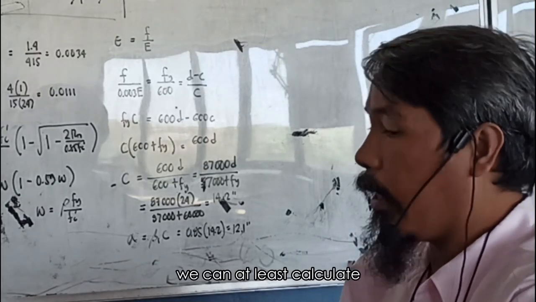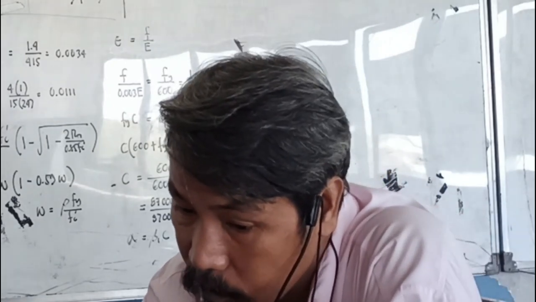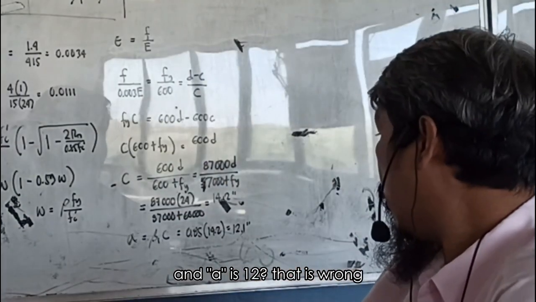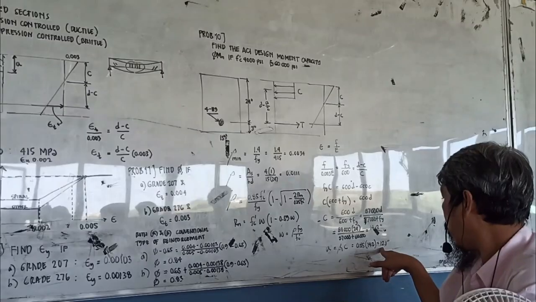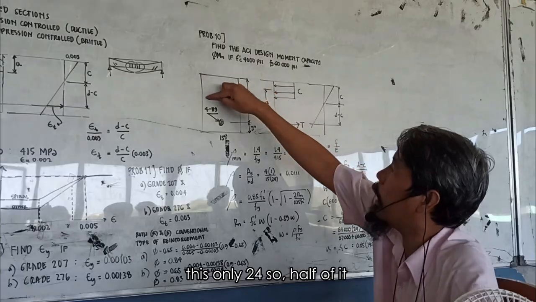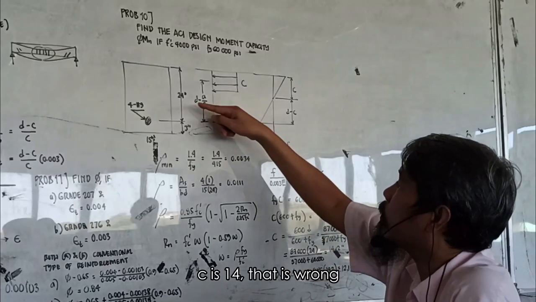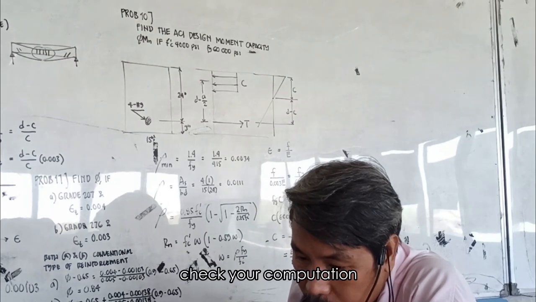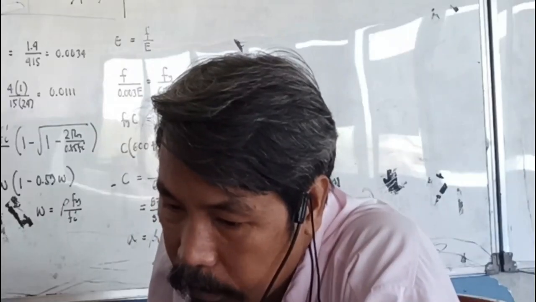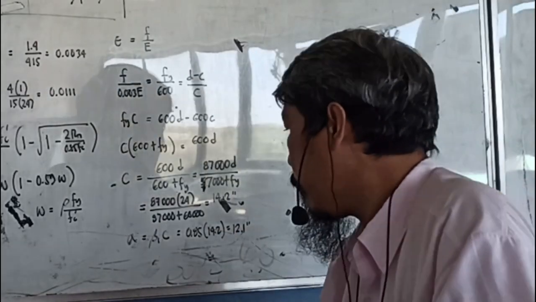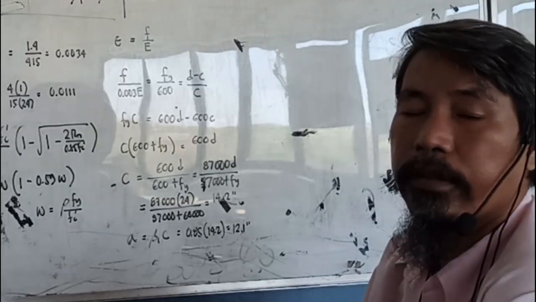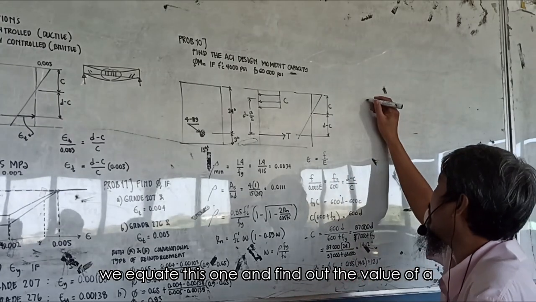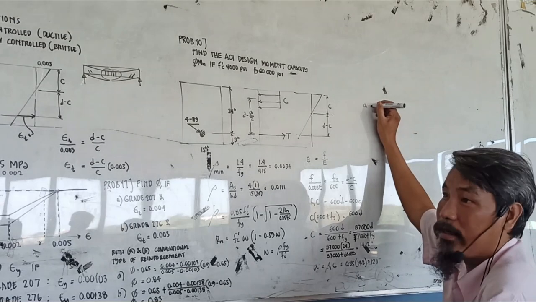Values. So we can at least calculate. Dito one, tama tayo. So A is 12. What is wrong? This is only 24, so kalahati, no? C is 14. What is wrong? Maybe check your computation. Or last meeting, we equate this one and find out the value of A. Yeah. So what is that?